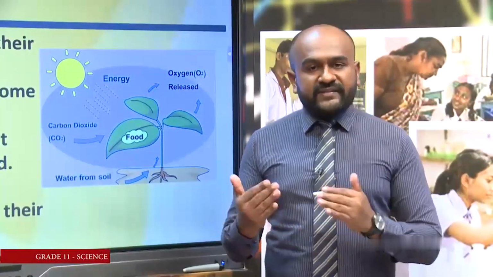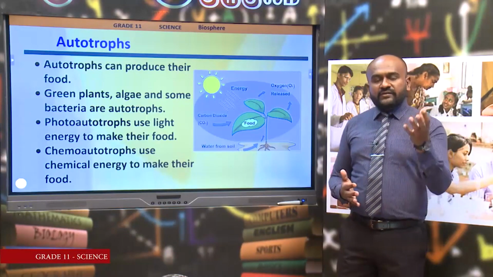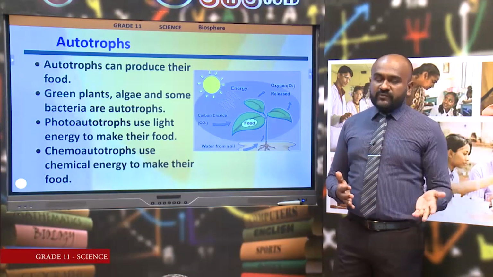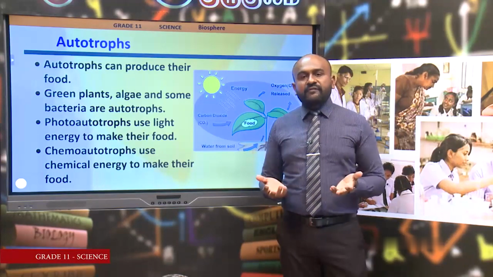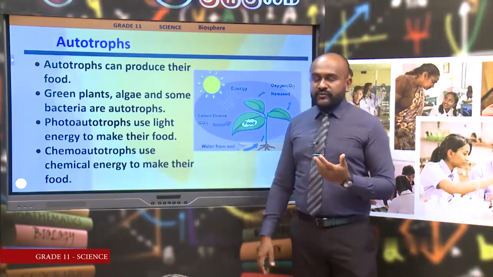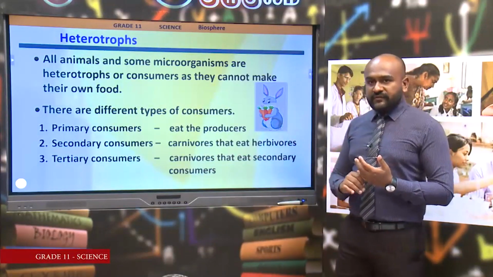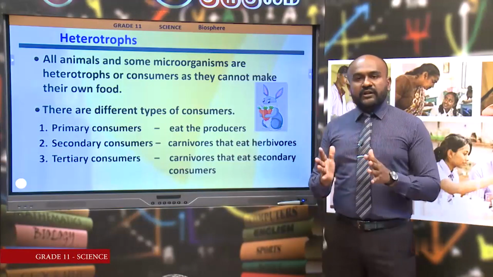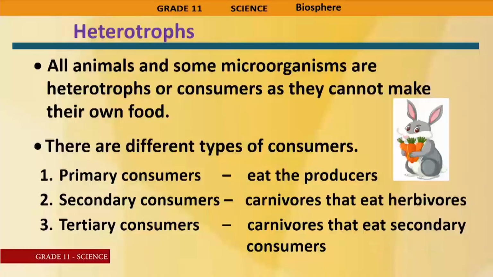Now, let us go to the next category, that is heterotrophs. What are heterotrophs? These are organisms which feed on other organisms. Why do they have to feed on other organisms? Because they can't make their food. So, they obviously have to feed on other organisms, and you call them heterotrophs. There are different types of heterotrophs. We can also call them consumers because they are the ones which feed on producers, and depending on what they eat, we can identify 3 types of heterotrophs.